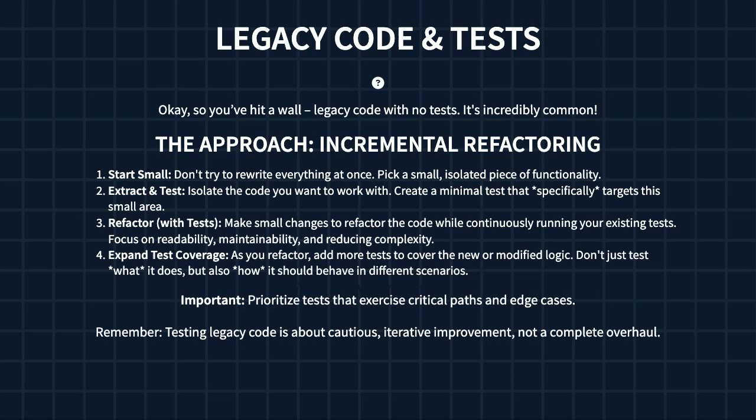Start by picking a tiny piece of functionality, then write a minimal test specifically for that section. Refactor the code, making it cleaner and easier to understand, all while keeping those tests running smoothly. As you improve the code, add more tests, really digging into how it should behave in different situations. Think about critical paths and edge cases. Those are key areas to prioritize. It's a slow and steady process of cautious improvement, not a massive rewrite.